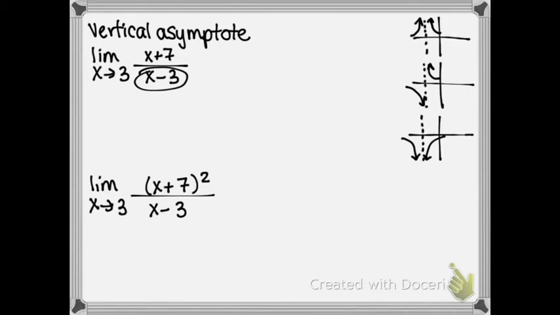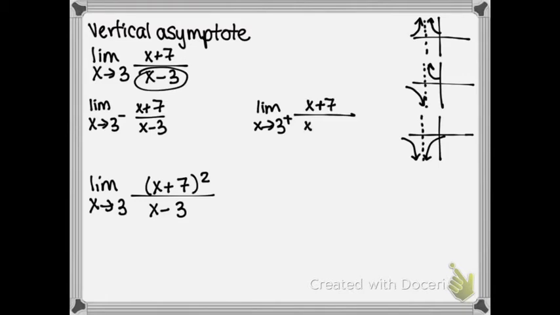So we know that there is a vertical asymptote at x equals 3. What we need to do is find the limit as x approaches 3 from the left of this expression and see if it goes to negative or positive infinity. And then we need to find the limit as x approaches 3 from the right of this expression, and again, see if our limit goes to positive or negative infinity.